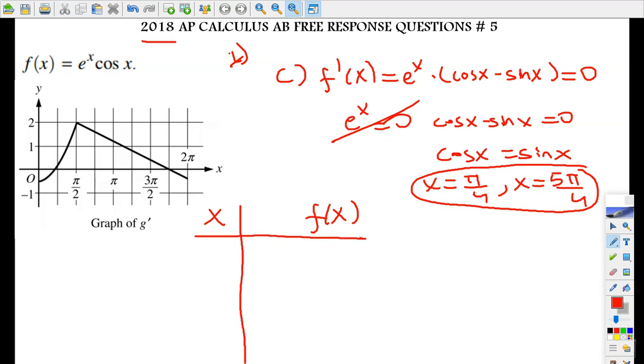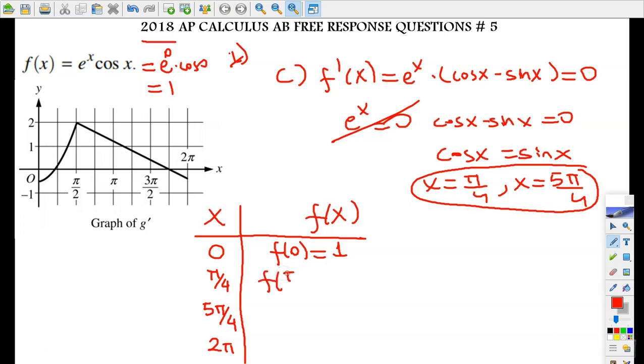So I'm going to put the values 0, pi over 4, 5 pi over 4, and also 2 pi. If I plug all these values into the f of x function, f of 0 is going to be equal to 1, because it's e to the power of 0 times cosine 0, or just equal to 1.